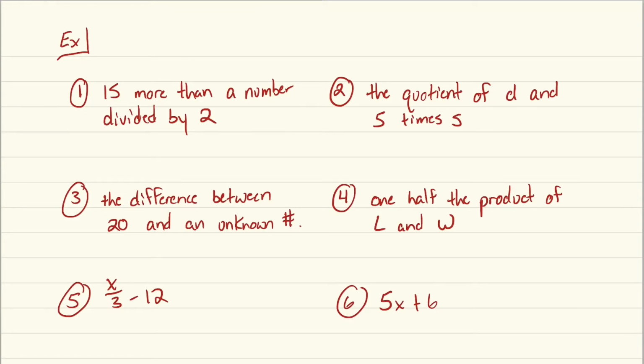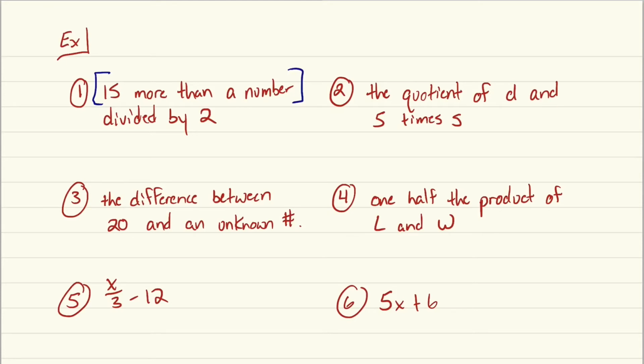The first one is 15 more than a number is divided by 2. So when we look at this, it's always a good strategy to read the problem and then reread the problem to pull out important information. So the first one is 15 more than a number divided by 2. Okay, so the very first piece that I have to look at is going to be right here, and I'm going to kind of put it in brackets, is that 15 more than a number.